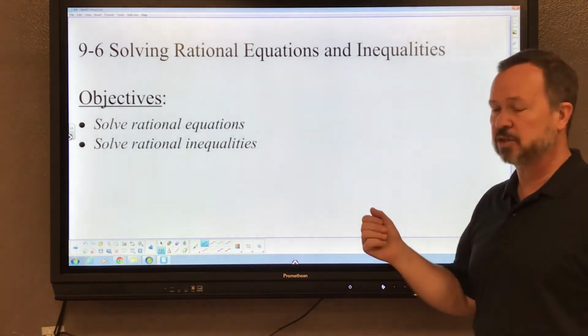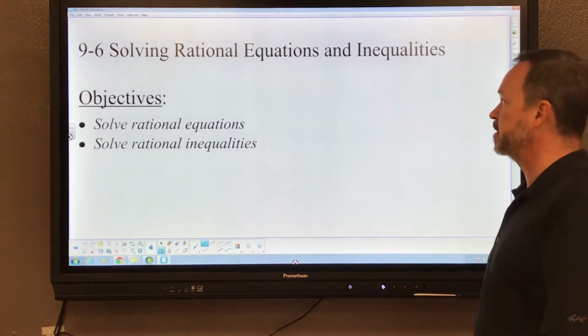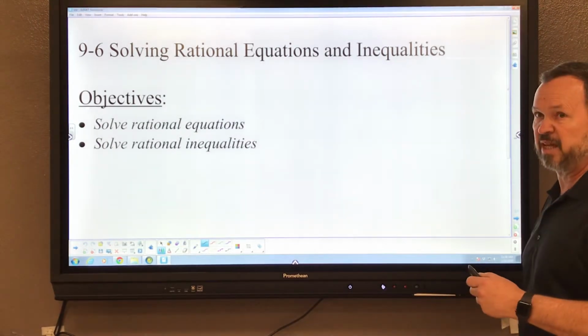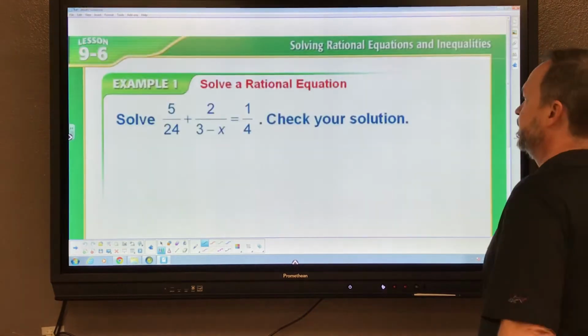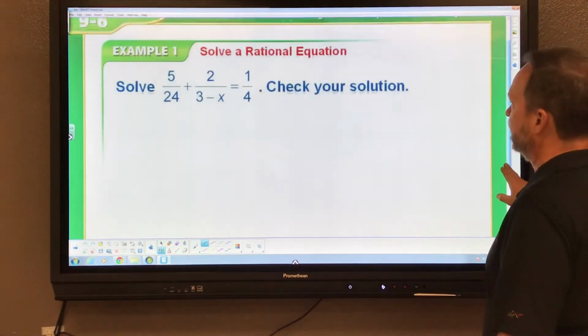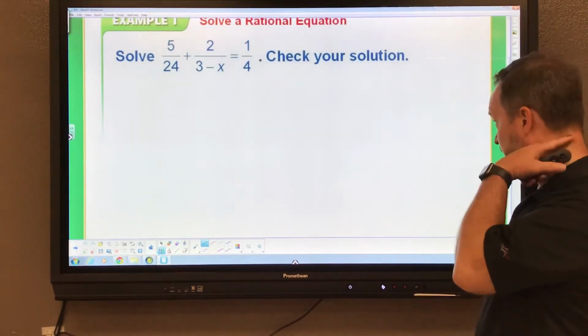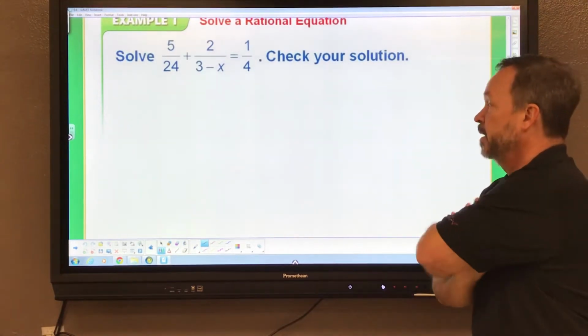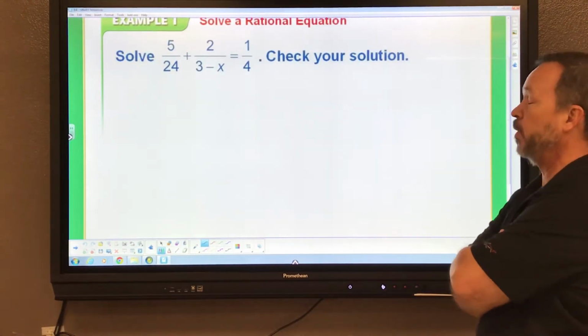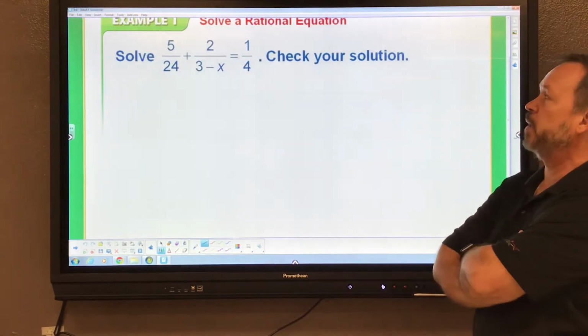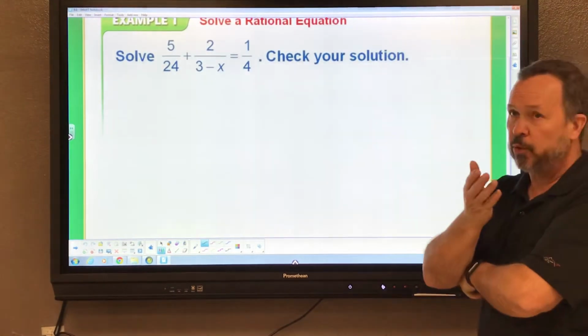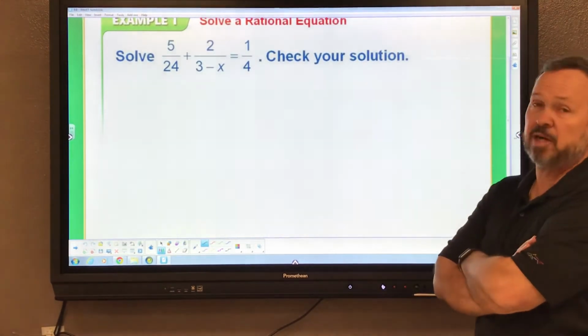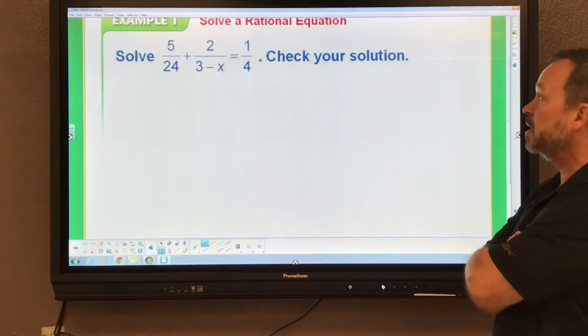So we'll make the fractions disappear by multiplying by the least common denominator. Did I say that? Yes, I did. So here we have an equation with fractions, an algebraic equation with fractions. So the way that we deal with that is make the fractions disappear. How do we do that? We multiply by the least common denominator. What is the least common denominator?